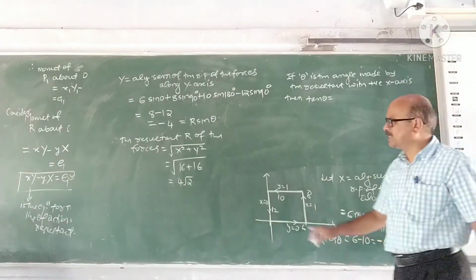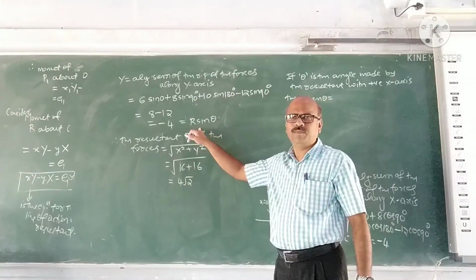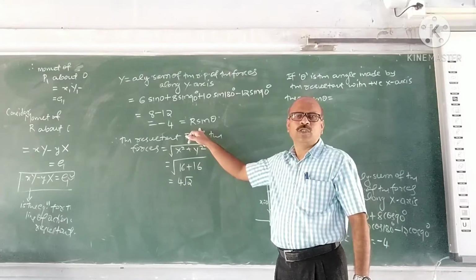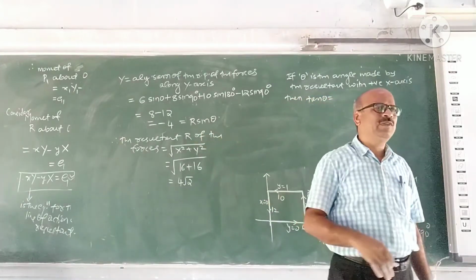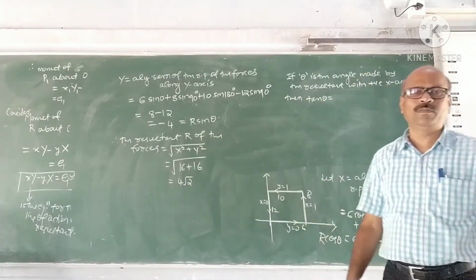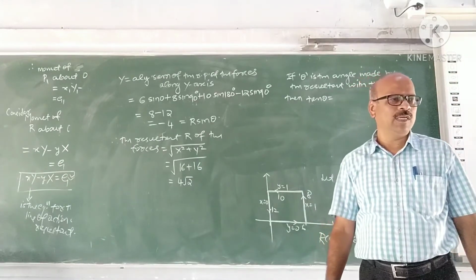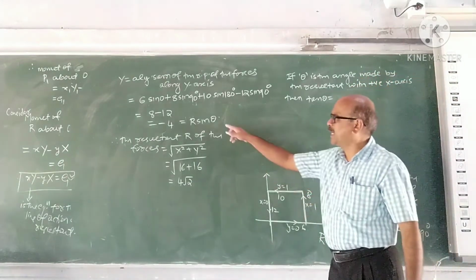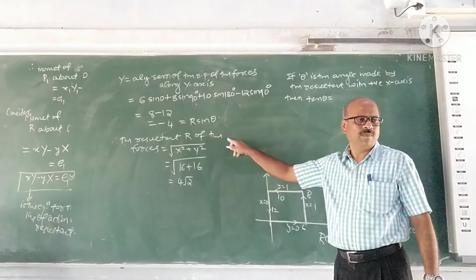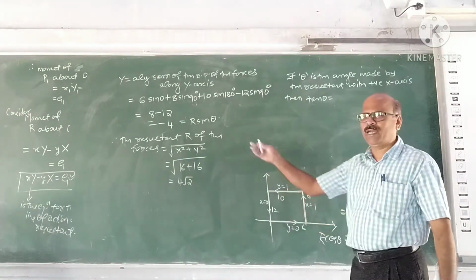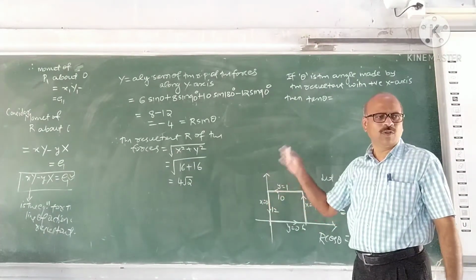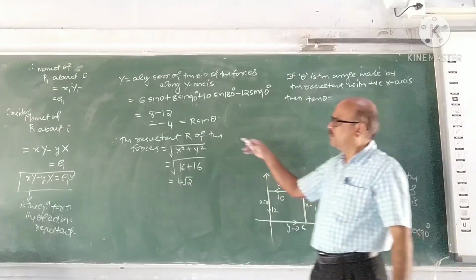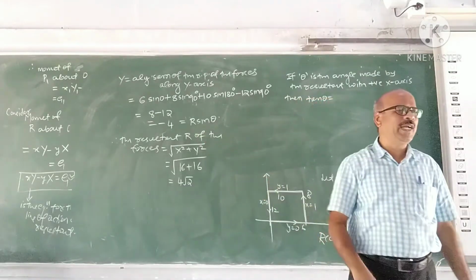Therefore, both cos theta and sin theta are negative. In which quadrant both sin and cos are negative? Third quadrant. And if you take tan theta, you get 1, because R sin theta by R cos theta, both are equal, you get 1. Therefore, theta is 225 degree.